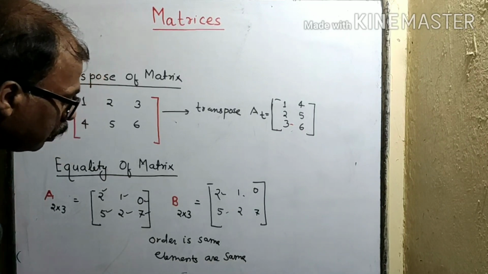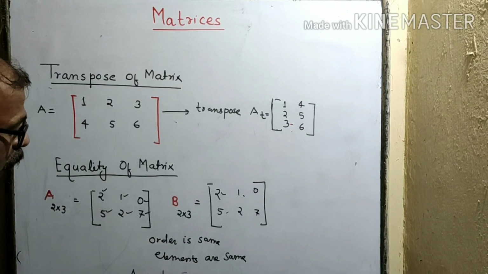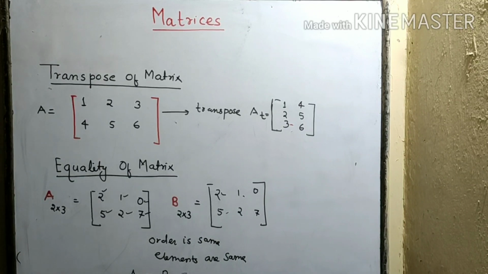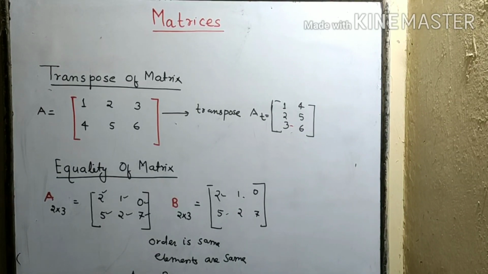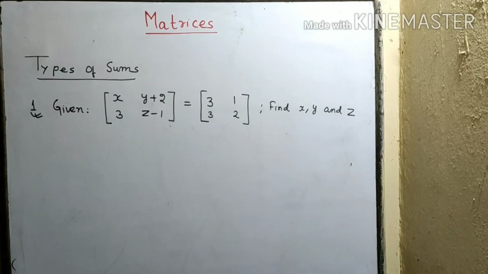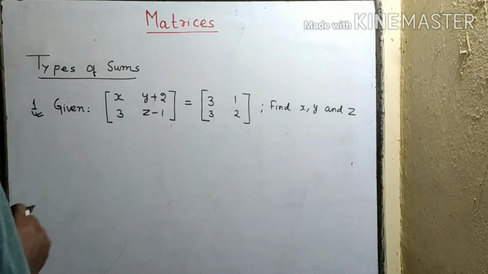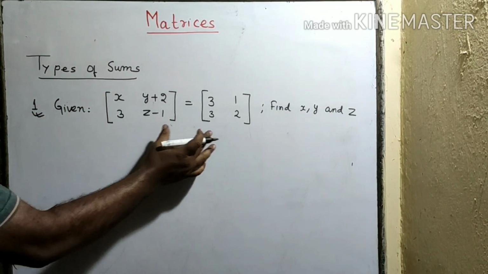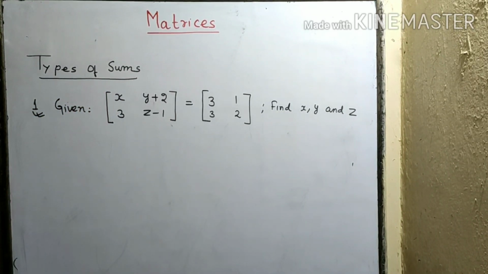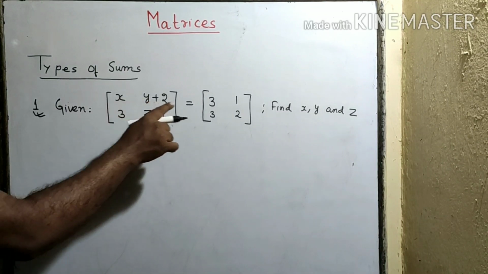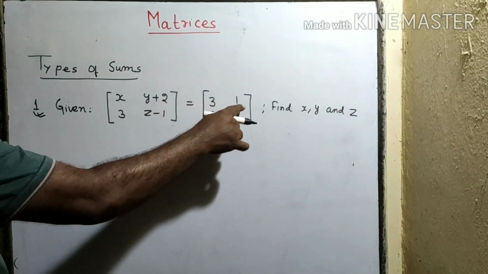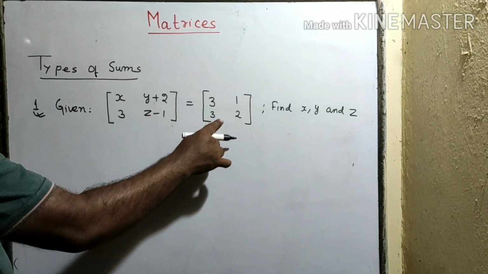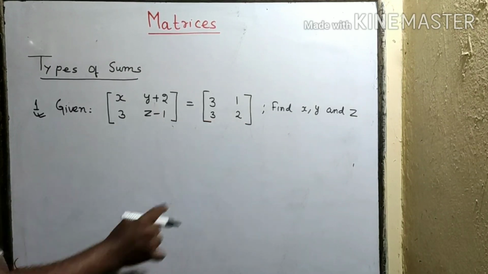So what will we say? We'll say matrix A is equal to matrix B if all members are same and order is same. Now we'll learn how to solve the sums of matrices. The first type of sum is like this: given this one is equal to this one. So this is a case of equal matrices. So this element will be equal to this one, this element will be equal to this one, this element will be equal to this one, and this element will be equal to this one.